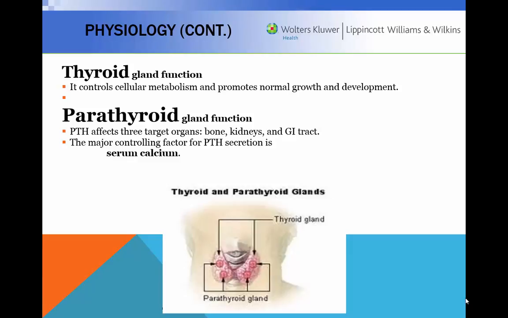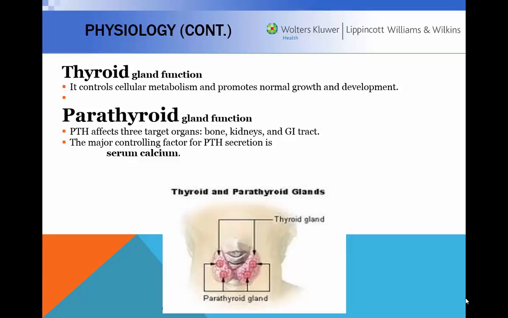And then you've got your parathyroid gland function. Your parathyroid hormone affects three target organs, which are the bone, kidneys, and the GI tract. The major controlling factor for parathyroid hormone secretion is serum calcium. One thing I'll say about your parathyroid glands, you do have 4 parathyroid glands, located just anterior to the thyroid glands, and those parathyroid glands are independent of your thyroid gland. Yes, they are all in the endocrine system, but your parathyroid has nothing to do with your thyroid gland function.